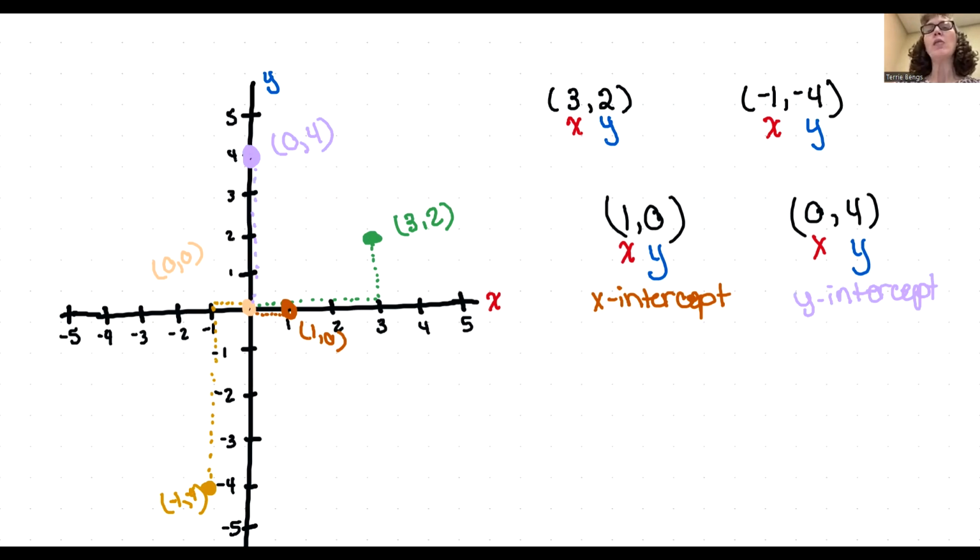So the key with graphing points is to always remember to label X and then Y. So your first one is always X, the second one's always Y, and then we always do the X first. So we move left or right first before we go up and down. And you have to go both places before you put that point.